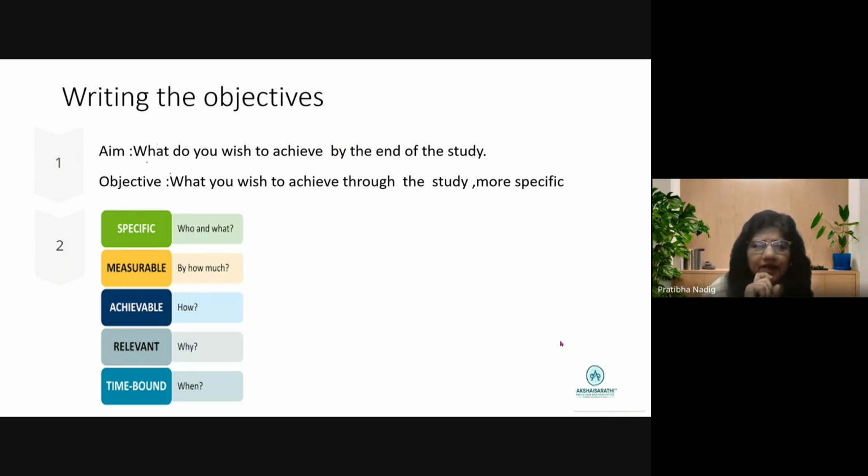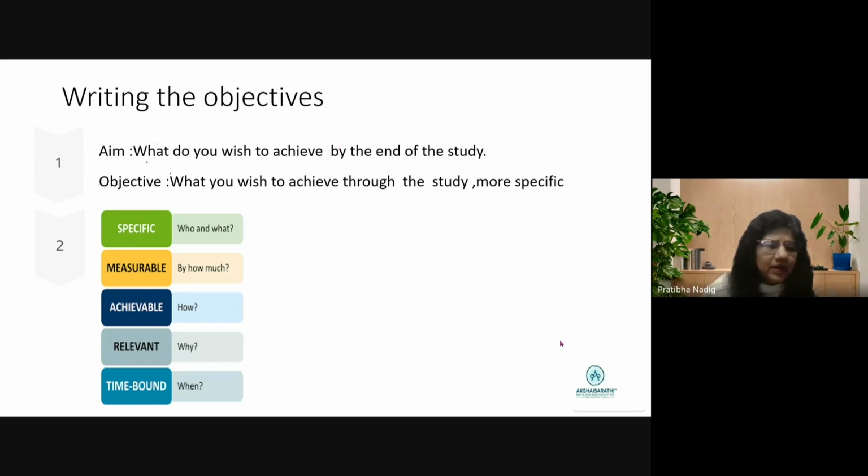Supposing I say health related quality of life in type 2 diabetic patients. So is it specific on whom I'm testing? Type 2. What I'm testing? HRQOL. Is it measurable? Yes. What do you measure? Scores. QOL scores. Is it achievable?